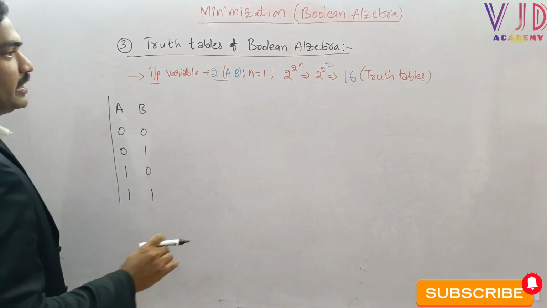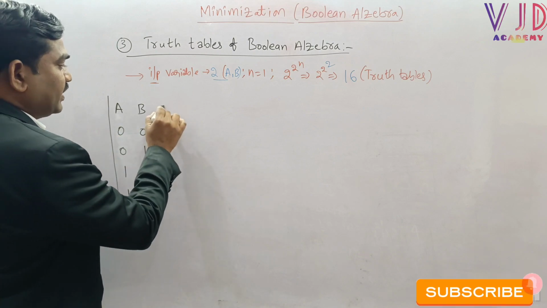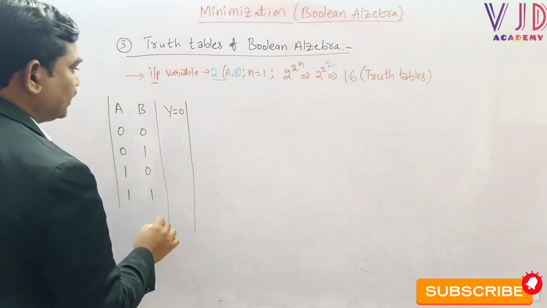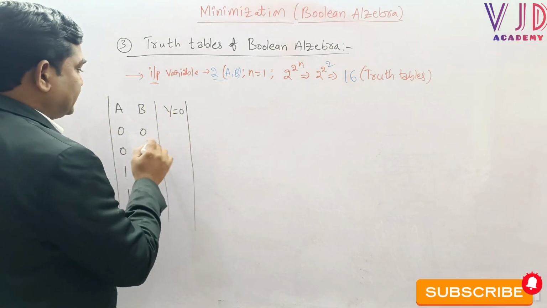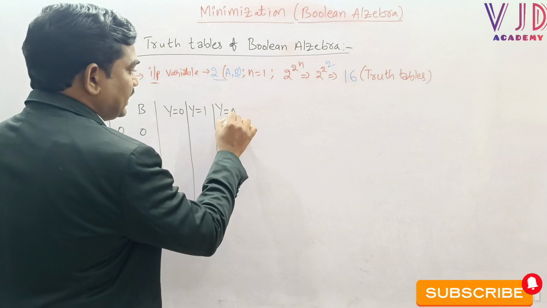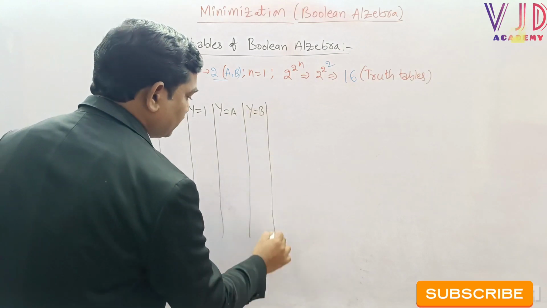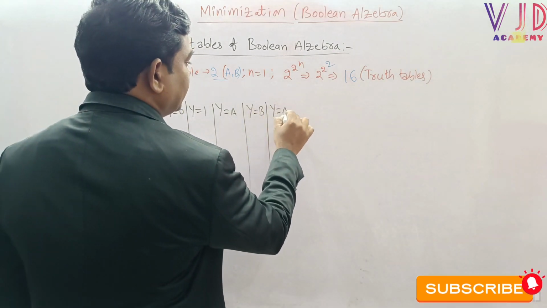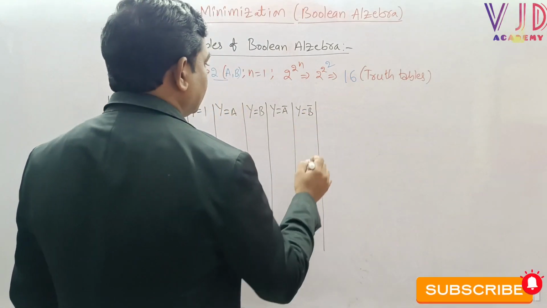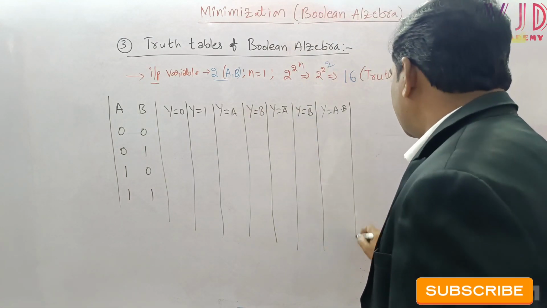Now let us take the 16 truth tables. When I give input A, B, I may get Y equal to 0. This is one truth table. And when we apply A and B as inputs, I may get Y equal to 1. And now Y equal to A, Y equal to B. This may be the fourth truth table combination, and we can get Y equal to A bar, and Y equal to B bar, and now Y equal to A into B.